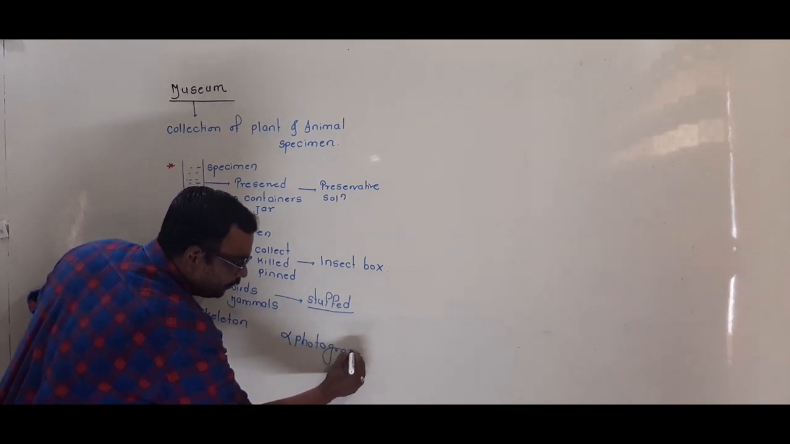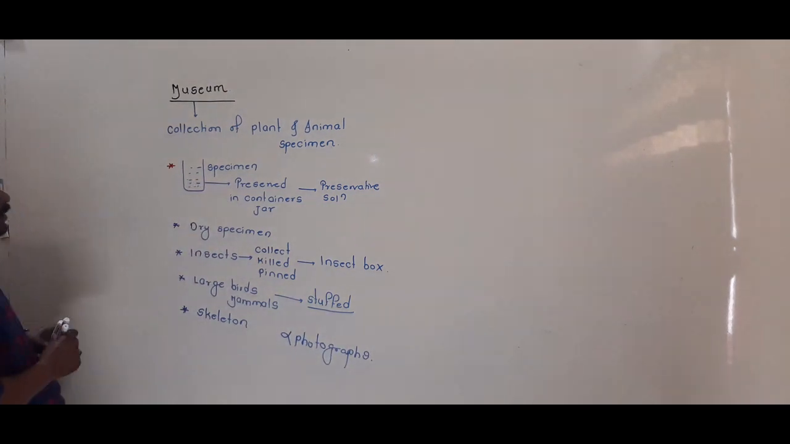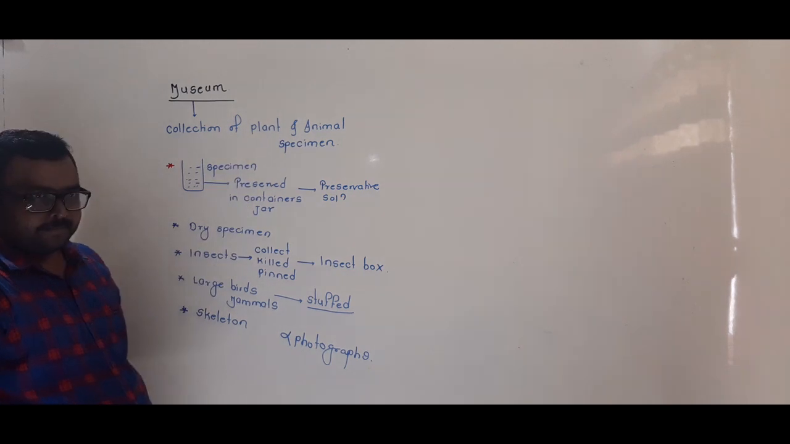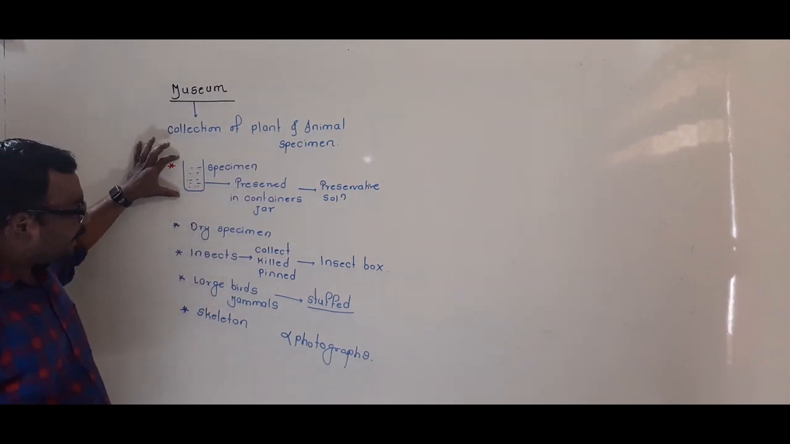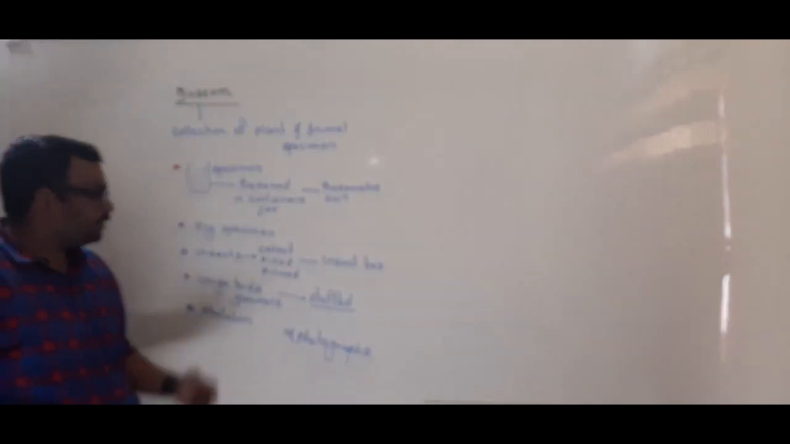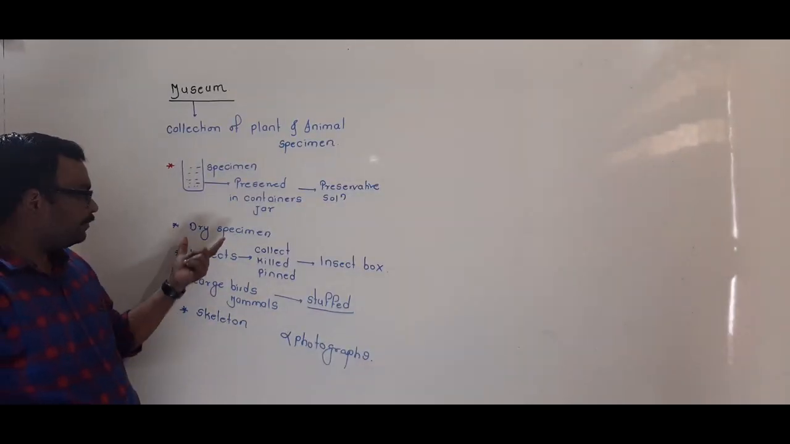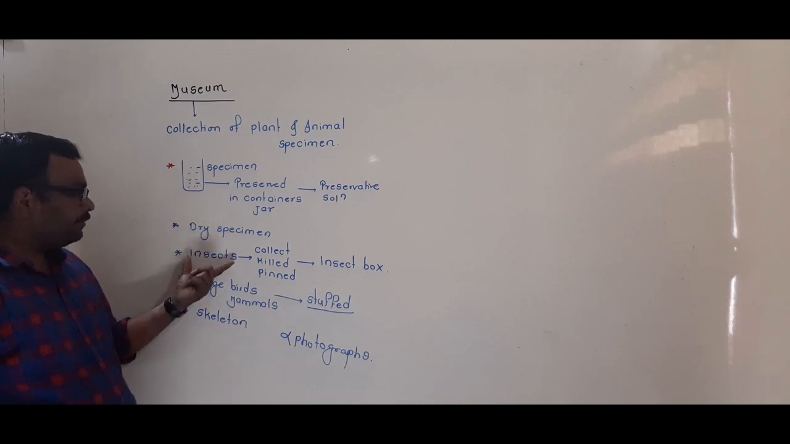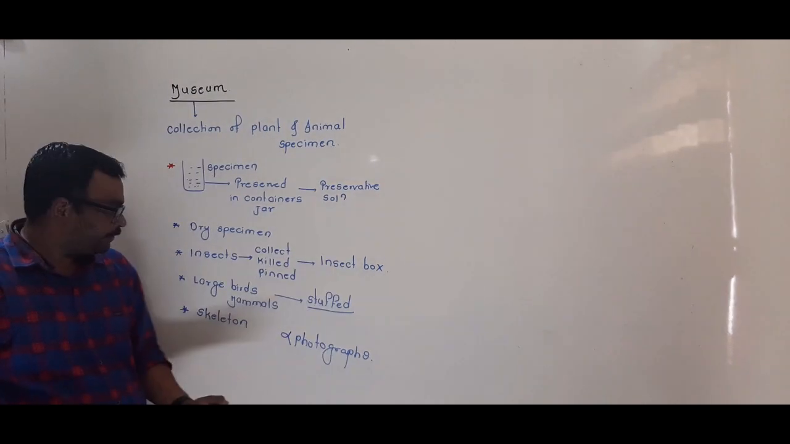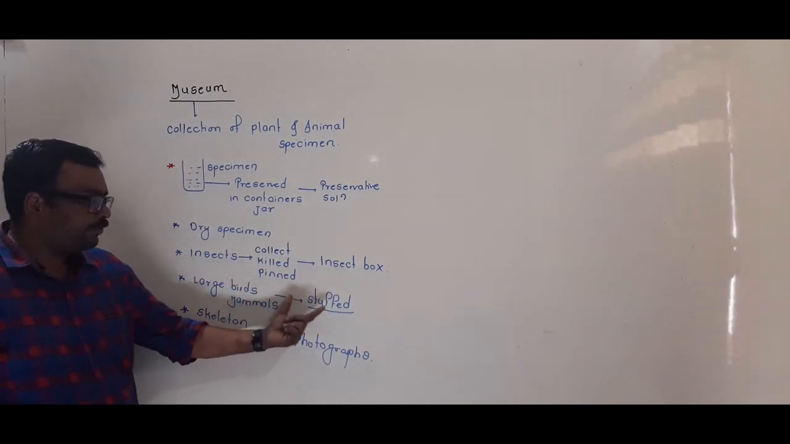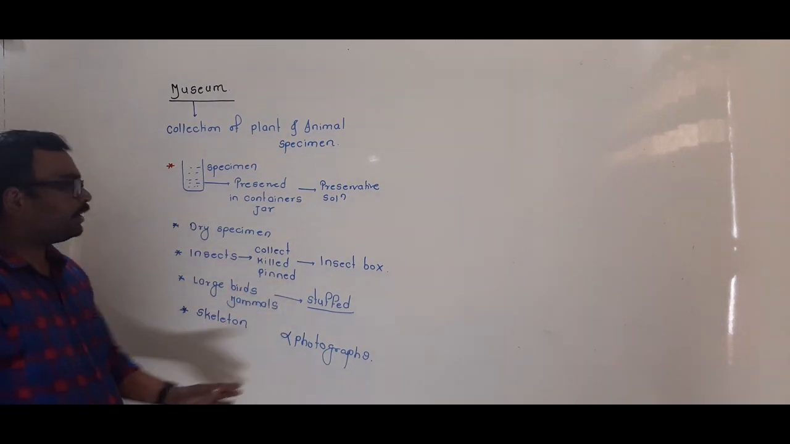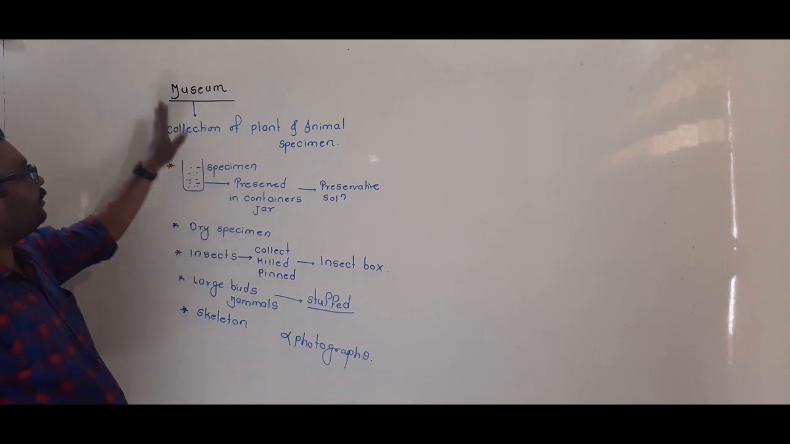Museum never has a collection of what? Yes, photographs. So what do you remember? Listen. The museum is considered to be a collection of plant and animal specimens. In a museum, the specimens are kept in preservative solution in a container or jar. Sometimes these specimens are dry specimens. Sometimes the insects are collected, killed and pinned in an insect box. The larger birds and mammals are usually stuffed, and a museum also has a collection of what? Skeletons.